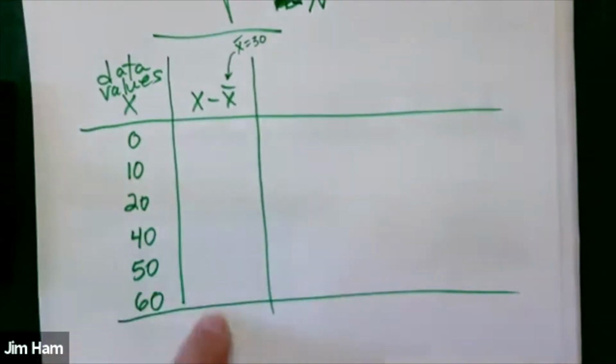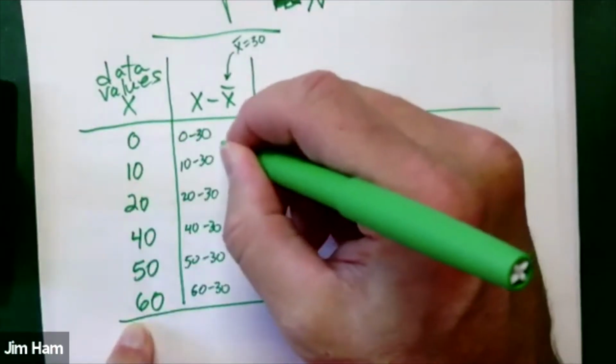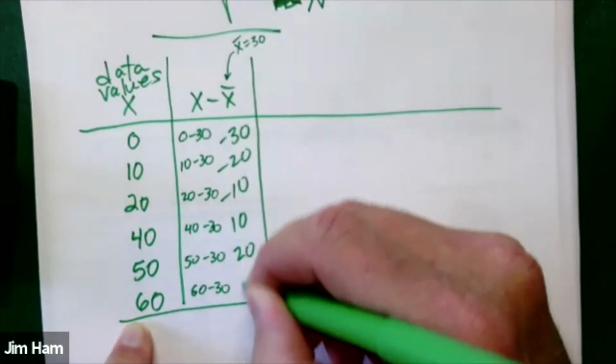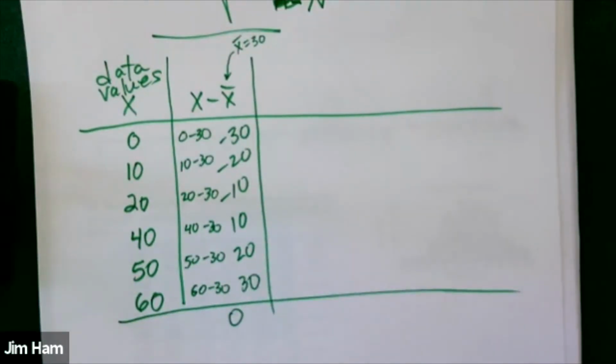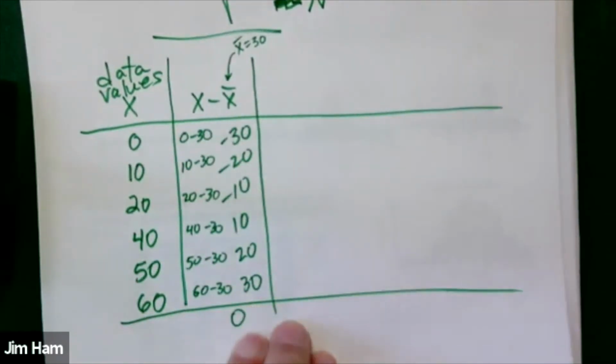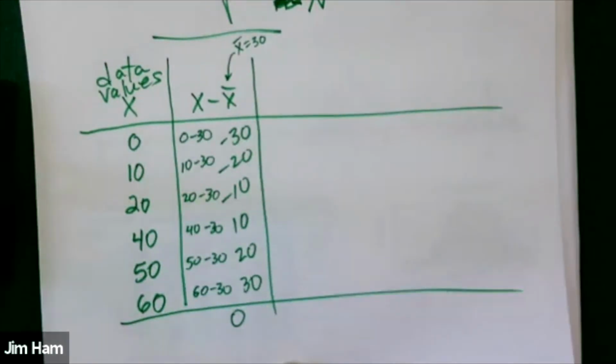So in this column, we're going to take each data value and subtract 30. So we get negative 30 here, negative 20, negative 10, 10, 20, and 30. You'll always find that those deviations from the mean always add up to 0. And you can see, you got a positive 30 and a negative 30, a positive 20 and a negative 20, and so on. So that's why we don't just take the sum of the deviations and divide by the number of data values, because the sum of the deviations will always be 0. So we have to use something else. And it's not a very interesting statistic if every time you use it, you get 0 as the standard deviation.